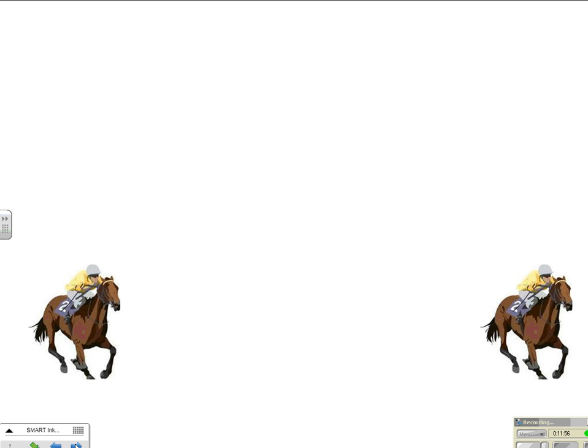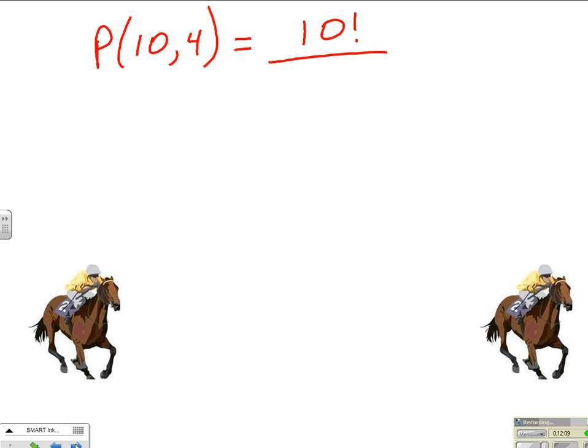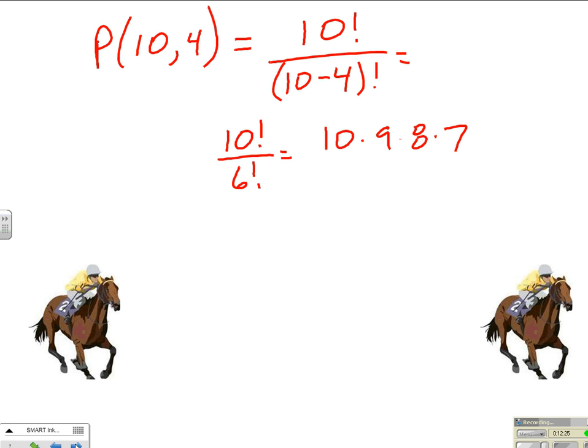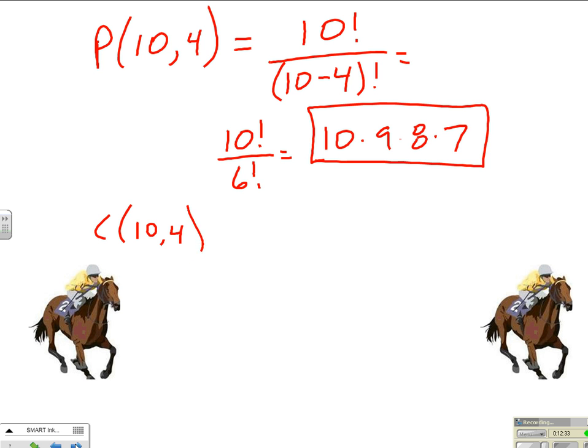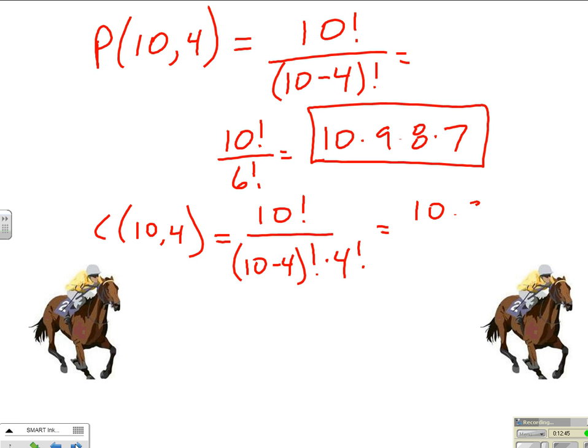Again, our standard formula for permutations. Here's an example. Permutation 10, let's go 4, would be 10 factorial divided by 10 minus 4 factorial, or 10 factorial over 6 factorial, or 10 times 9 times 8 times 7, and the 6 on down would be canceled by the denominator. Whereas combination 10-4 is defined as 10 factorial over 10 minus 4 factorial times 4 factorial. So that would be 10 times 9 times 8 times 7, the 6 on down cancels from this term, all over 4 times 3 times 2 times 1.